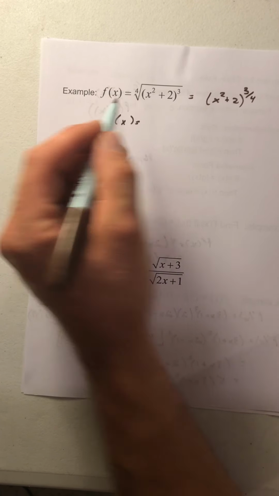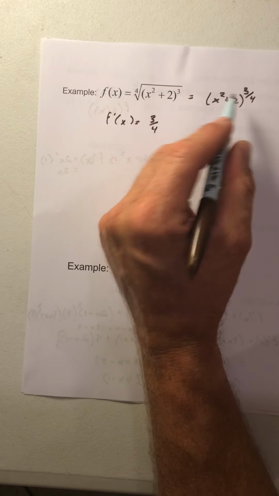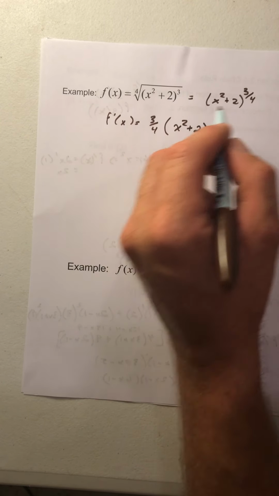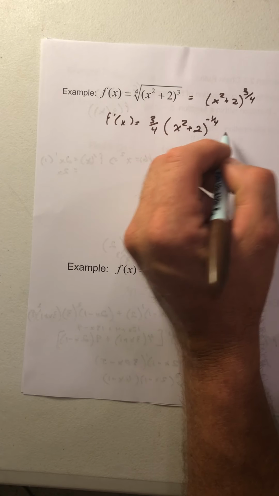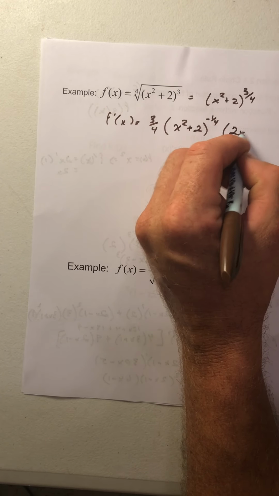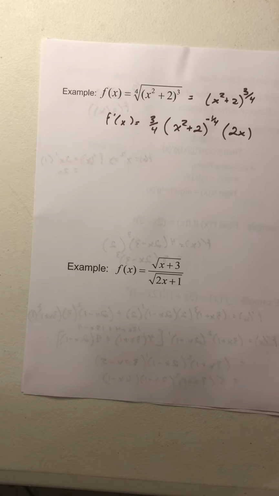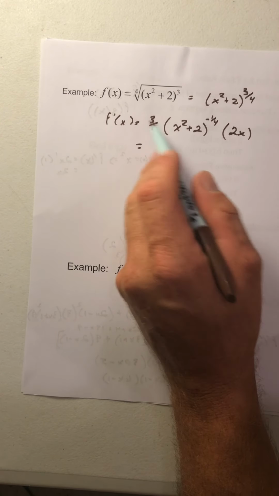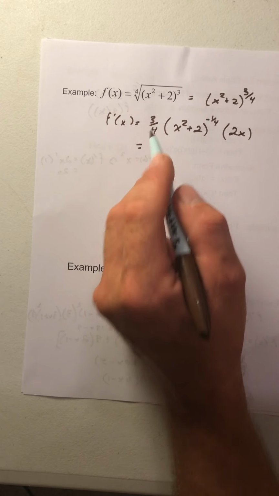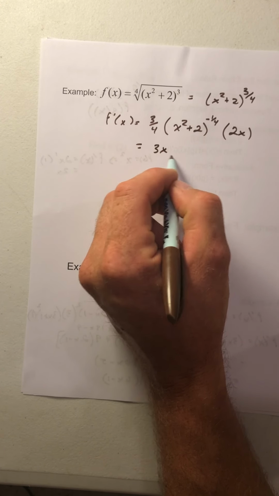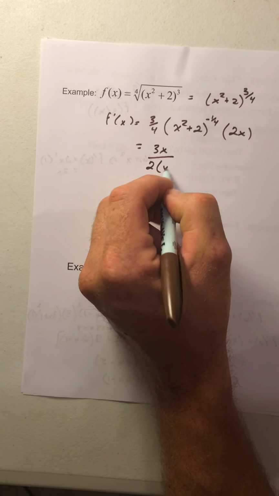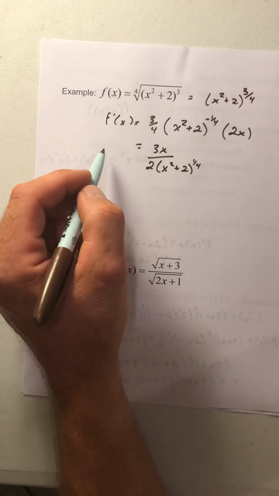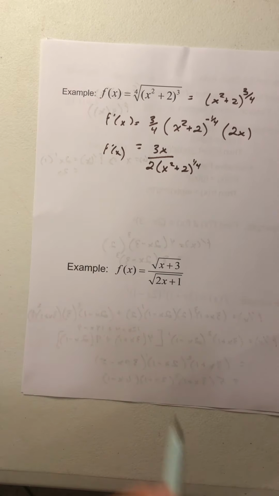So our first derivative, we're going to bring that exponent to the front. We're going to leave the inside the same, decreasing the exponent by 1 to negative 1/4, and then the derivative of the inside. Negative exponent's going to go to the bottom. We can clean it up. The 4 and the 2 are going to cancel here, so we get 3x divided by 2 times (x^2 + 2)^(1/4). And that'll be our first derivative.